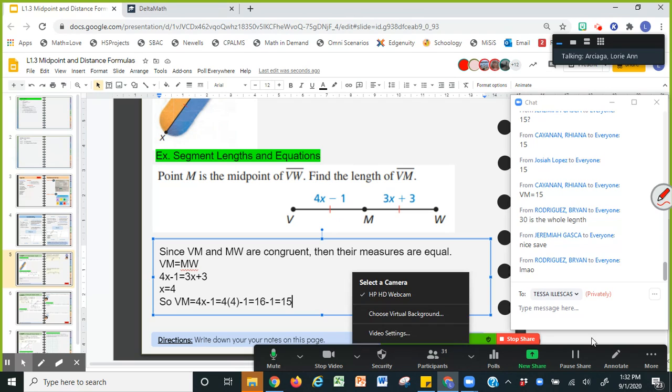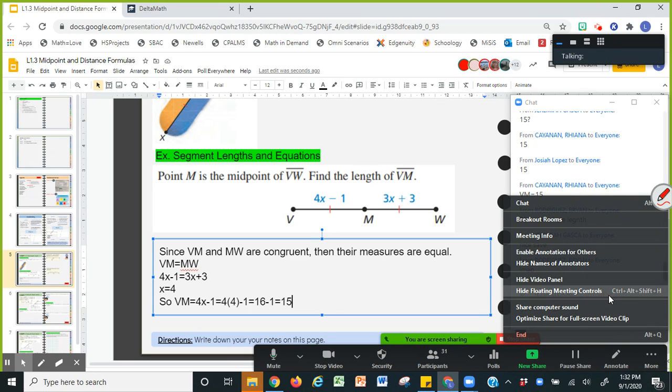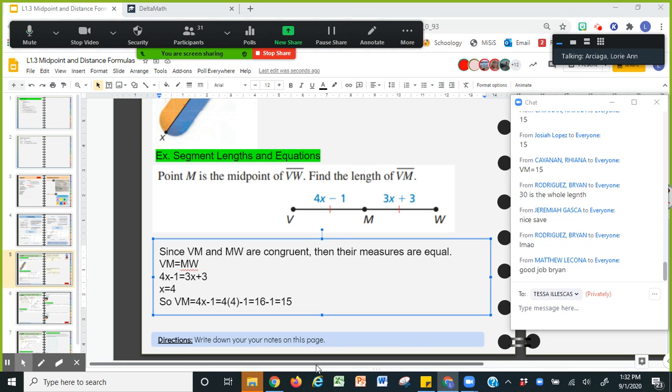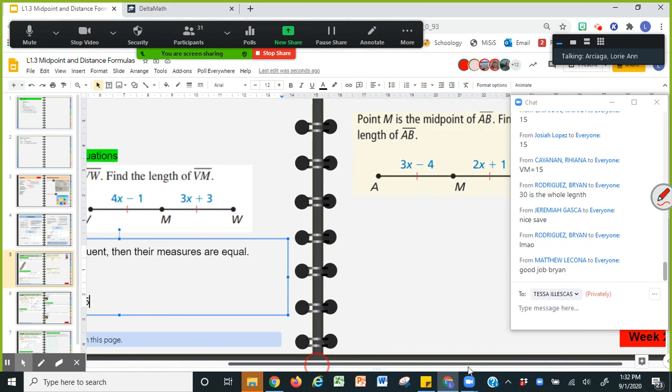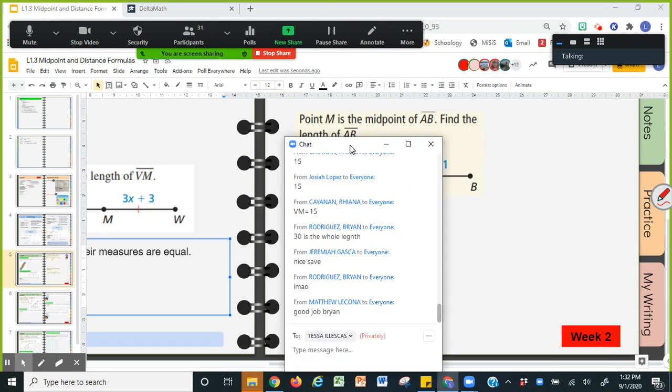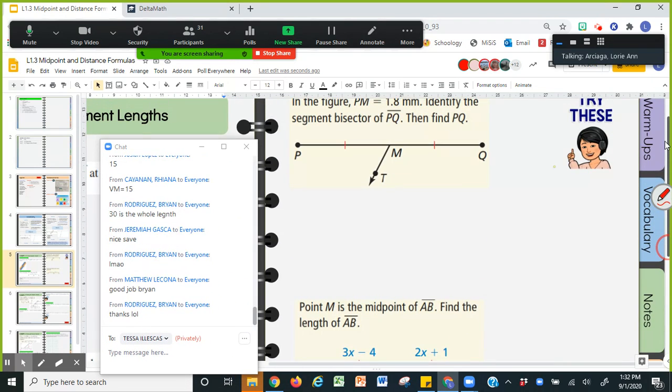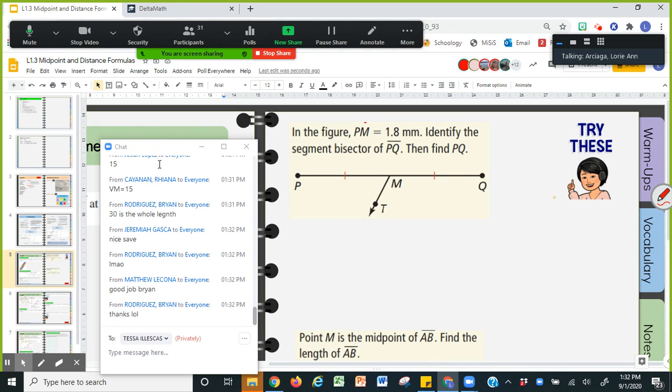Okay, so we're going to move on to the next one. Let me scroll this to the side. All right, so now let's try these. You like my Bitmoji over there? Okay, so now try these on your own.